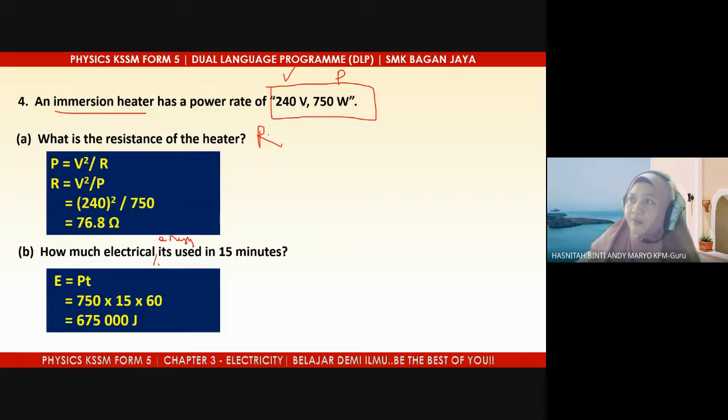Power 750. The time 15 minutes converted into seconds. So this is the power, this is the time. So 675,000 joule. Okay, done with number 4, students.